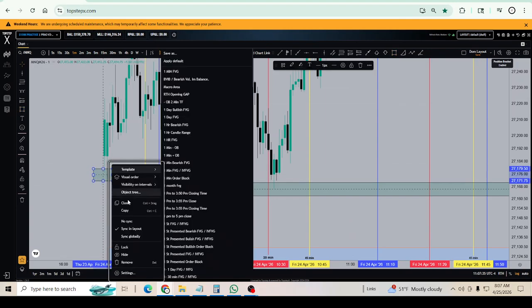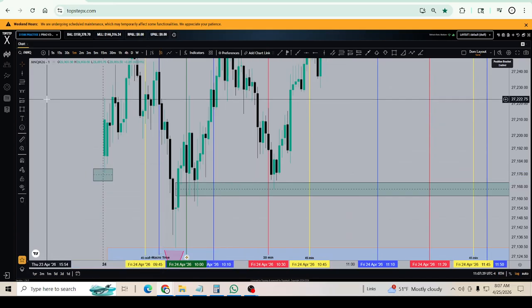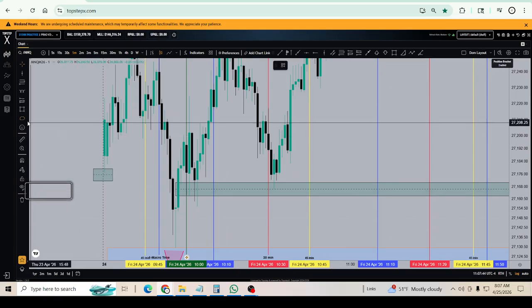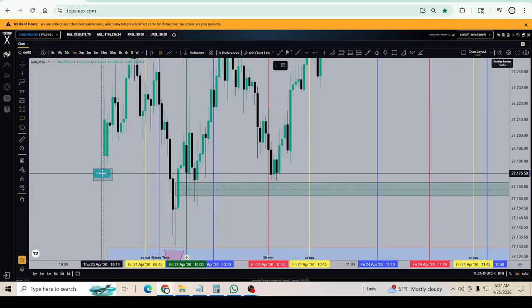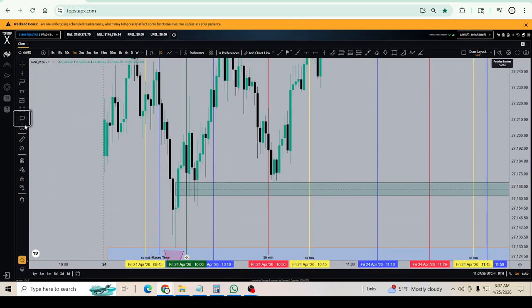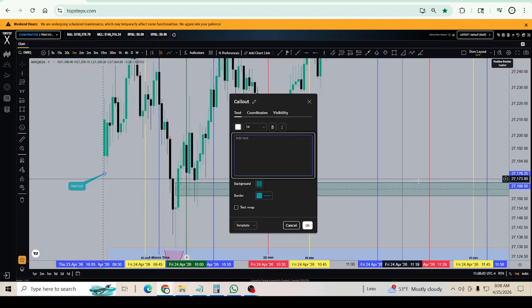Well, maybe I should use a circle. Let me remove that. Where's that little circle thing at? A comment will work. Or a call out. Let's do a call out. Put a call out right here, and let's get rid of this and keep the call out. Call out right here, this wick right here is sell side liquidity.